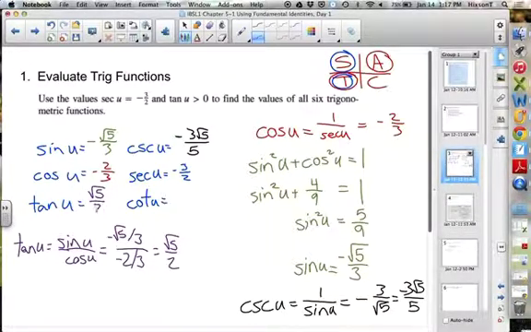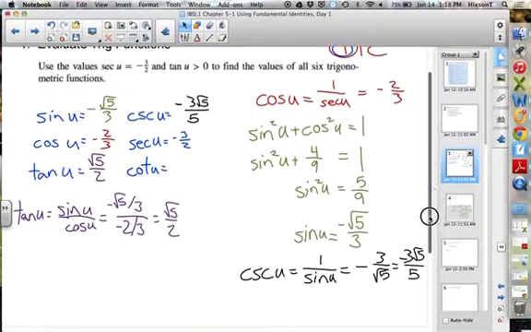Does anyone see another way? Another way that we could have found tangent? Jen? Okay, we could have found cotangent by doing cosine over sine and then done the reciprocal. True? Yes? One of the squared identities has tangent. Yeah, do you guys remember what that one is? Tangent squared plus 1 equals secant squared.